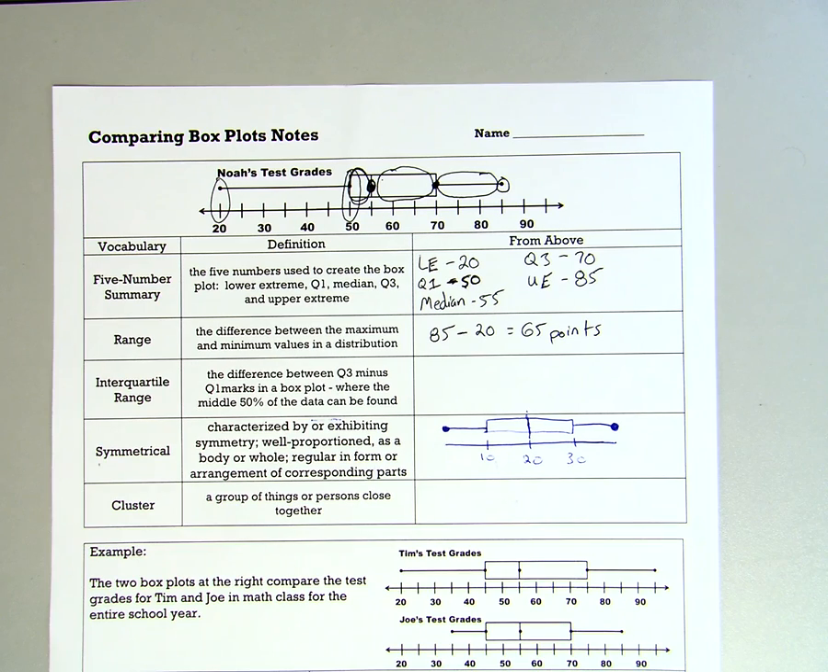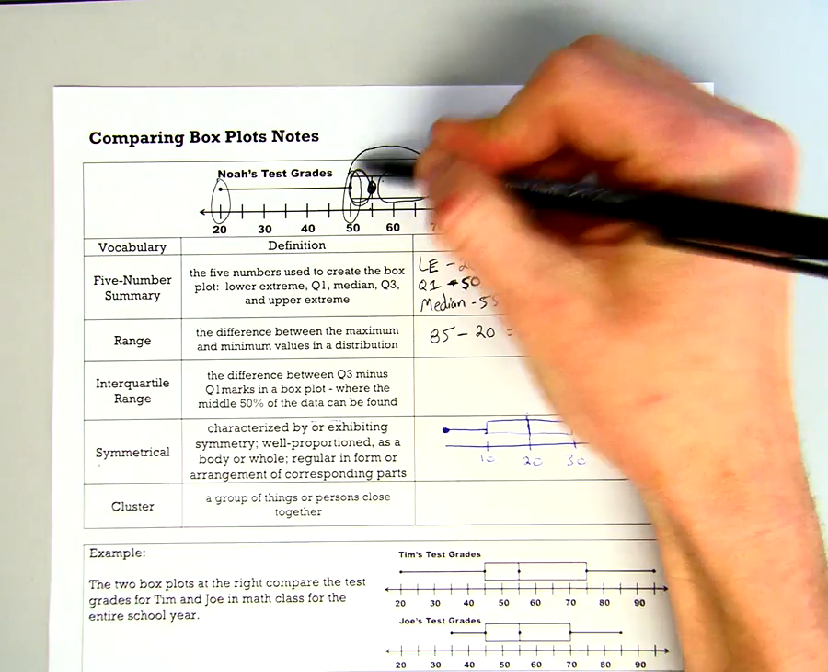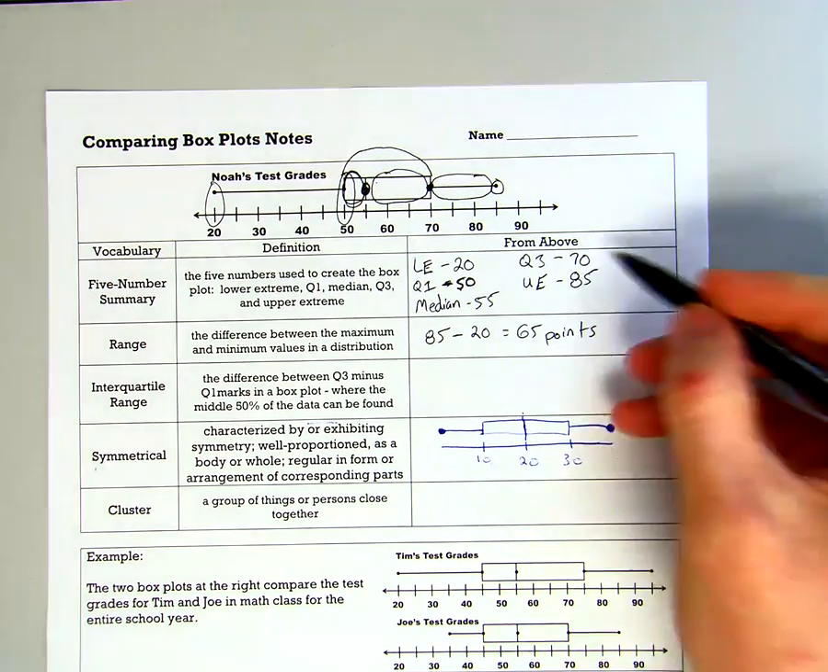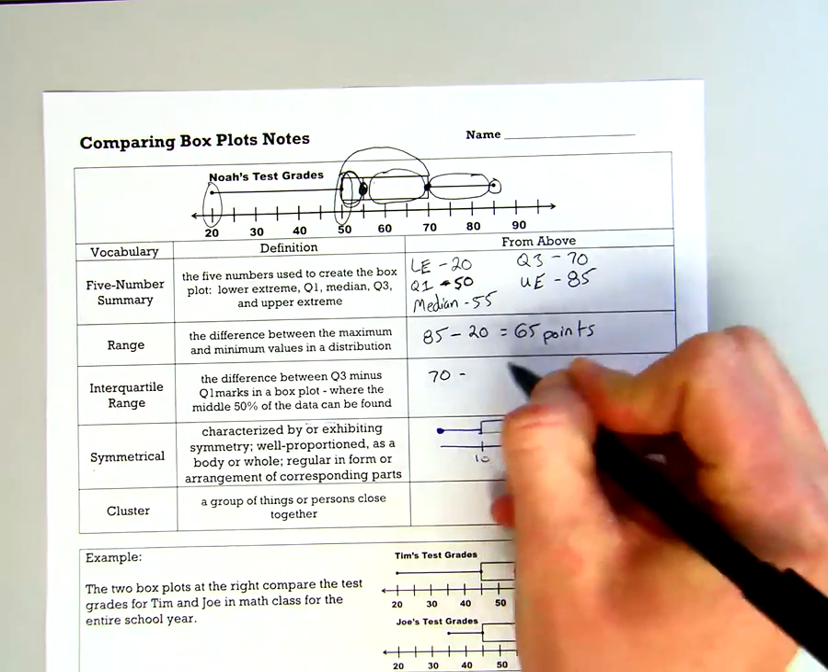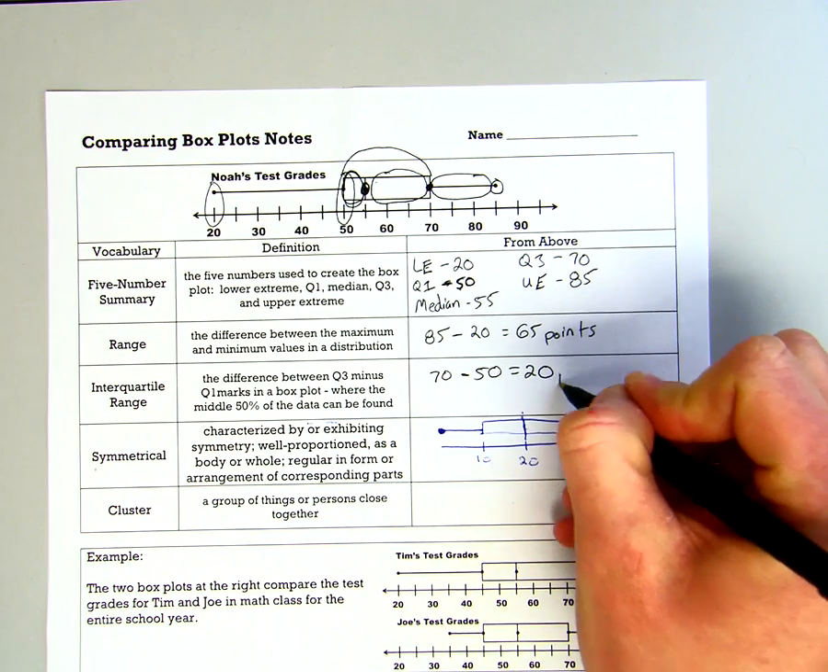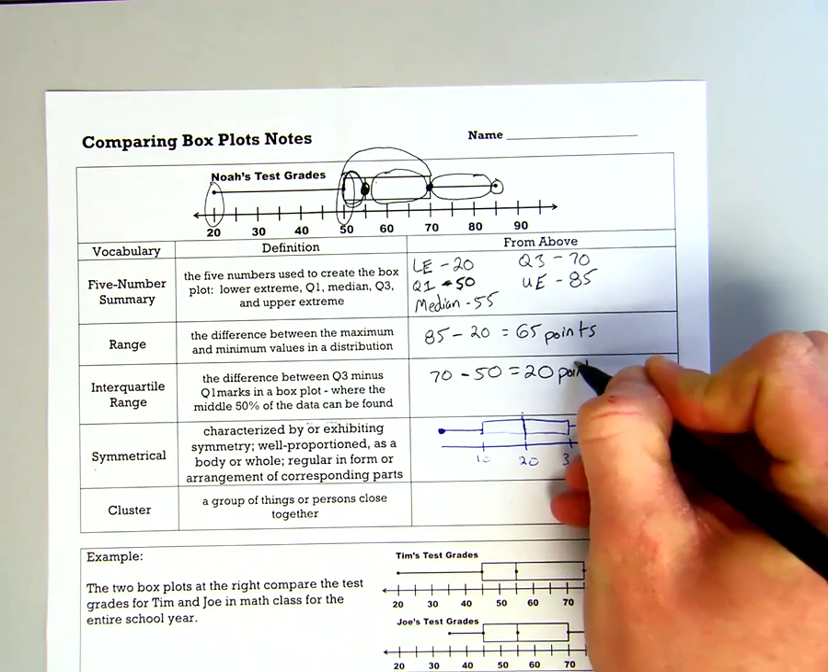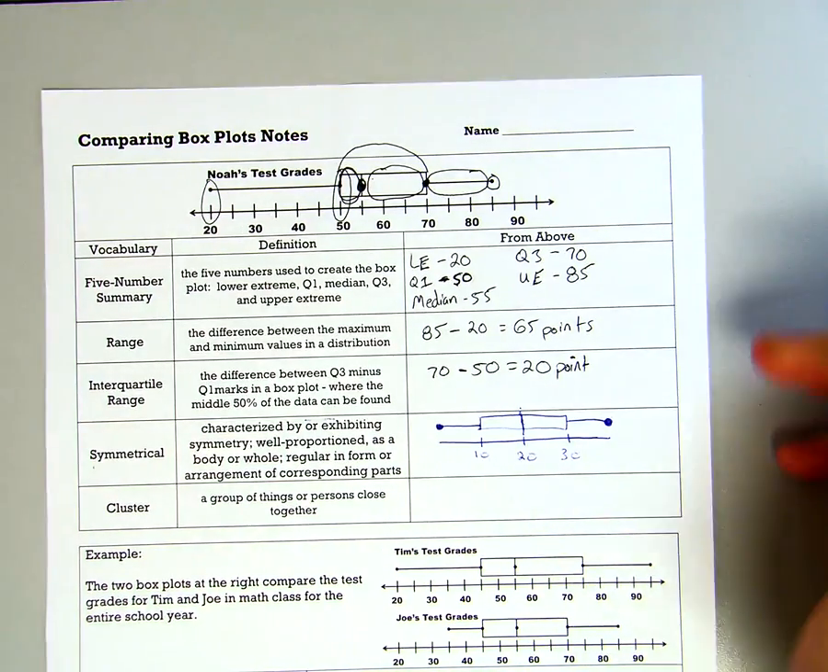If I look at my interquartile range, this is the difference between quartile 3 minus quartile 1, and it's where the middle 50% of the data can be found. So it's from that 70 to the 50 right there. My quartile 3 was 70 minus my quartile 1, which was 50. So there is a 20-point difference between those two.